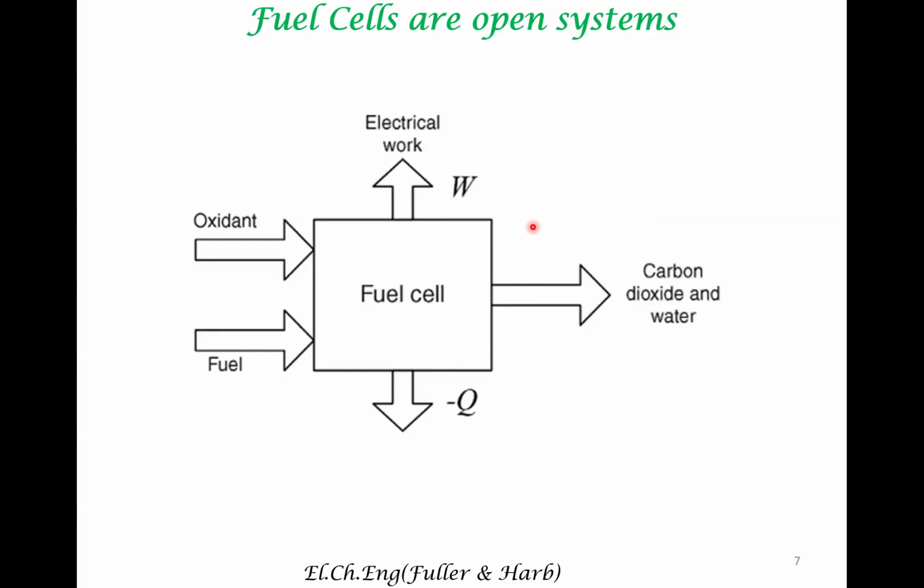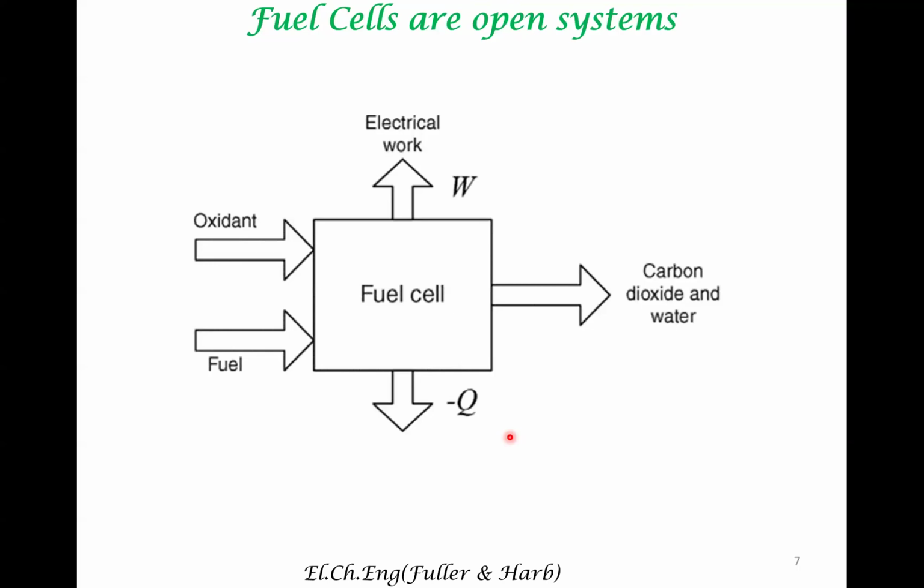As stated earlier, a fuel cell is an open system. It's not like a batch reactor, like a battery. Here, the fuel and the oxidant that goes towards oxidizing the fuel is supplied in a continuous manner. This is an open system. If you have a hydrocarbon fuel, you will get carbon dioxide and water. If you have hydrogen as the fuel, you will just have water as the product. You will get electrical work. There might also be certain heat exchanges, right?